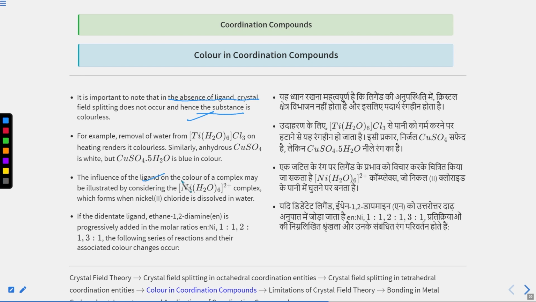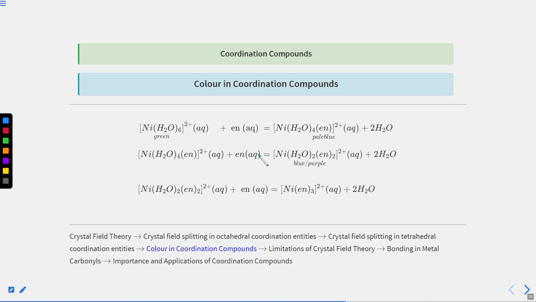Now the influence of the ligand on the color of the complex may be illustrated in the case of Ni(H2O)6 2+. So if it is dissolved in water, it becomes colorless. Okay. Now, if the bidentate ligand ethylenediamine is progressively added in the molar ratio, the following series of reactions and the associated color change is seen.